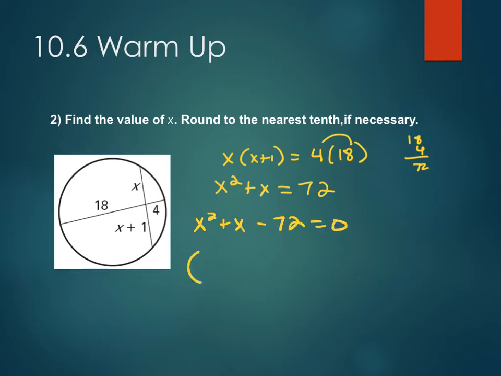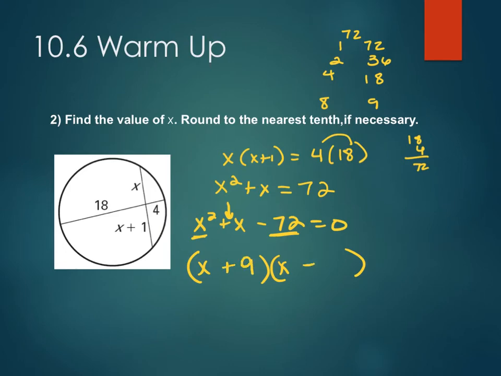And then I'm going to factor. So I'm looking for the factors of x squared, which are x and x, and the factors of negative 72 that add to positive 1. Good. I need factors of 72, right? So we know them now, but if I didn't know them, I would work through until I found the one, which is going to be 8 and 9 that are 1 apart. So this is positive 9, and negative 8.